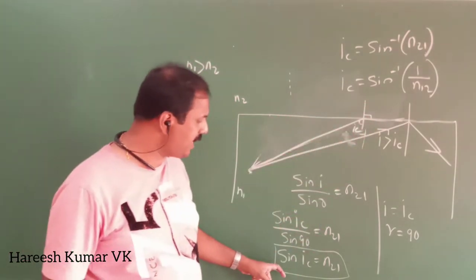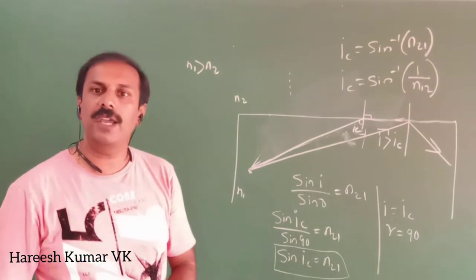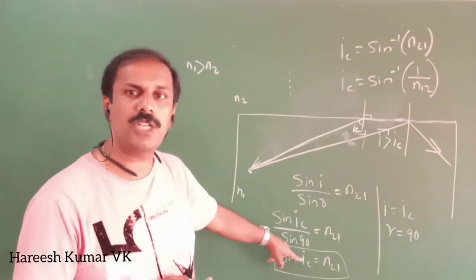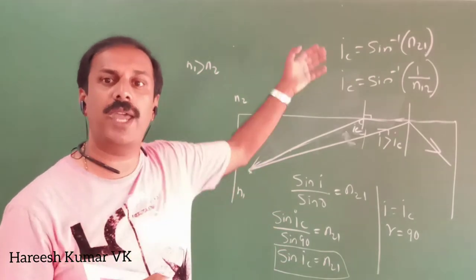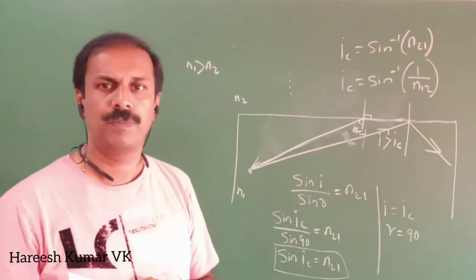Actually our equation is sin IC is equal to n21 itself. That is the equation. But in the question they will be giving the refractive index of glass with respect to air. This equation is applicable for the refractive index of air with respect to glass. So you have to keep that in mind.